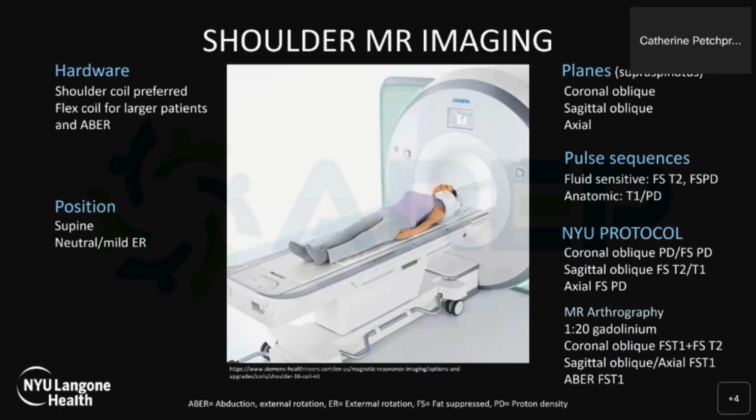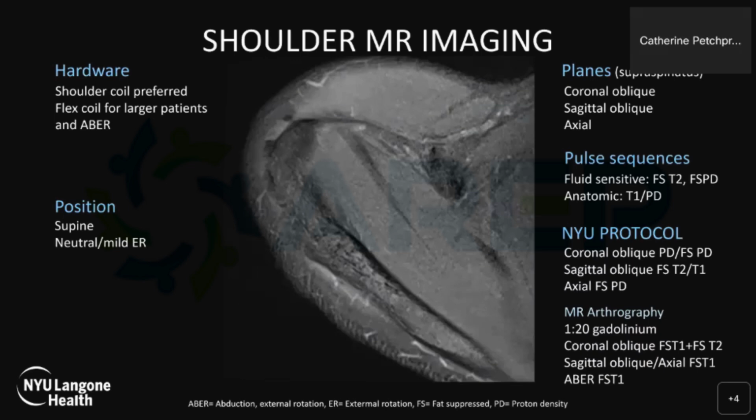The flex coil is also used for a specialized view called the AREP view. I'll talk in more detail about this later, but the AREP view can be particularly helpful in evaluating the athlete's shoulder in certain circumstances. Position the patient supine on the scan table with the arm in neutral to mild external rotation and the shoulder as close to isocenter as possible. Prescribe the imaging planes off the axial scouts or axial images. Prescribe the coronal oblique plane in line with the supraspinatus muscle tendon unit or scapular spine. The sagittal oblique plane is perpendicular to the coronal oblique plane.